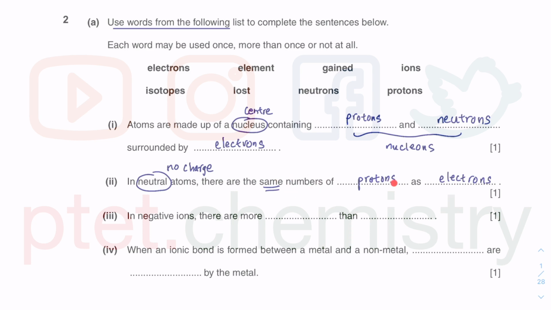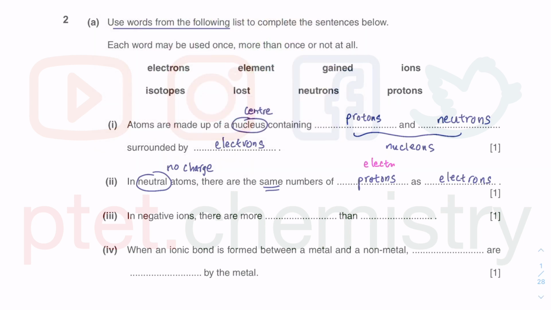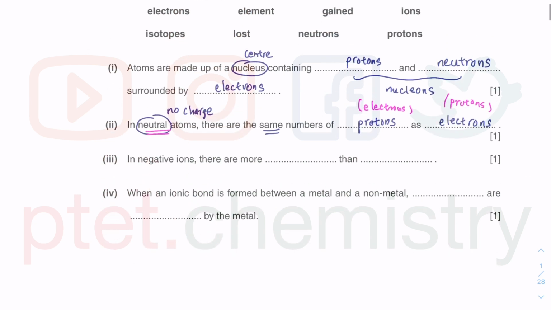You could have put electrons and protons here. That would be correct as well, because number of protons equal to number of electrons is the same as number of electrons equal to number of protons when you have atoms which have no charges. In the next bit, when your atom becomes a negative ion, how does an atom become a negative ion? As you know, negative ions come from non-metals. As you know, non-metals are found on the right-hand side of the periodic table. To complete your outer shell, you gain electrons.